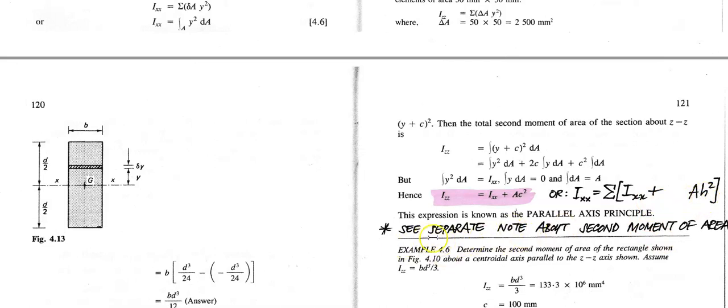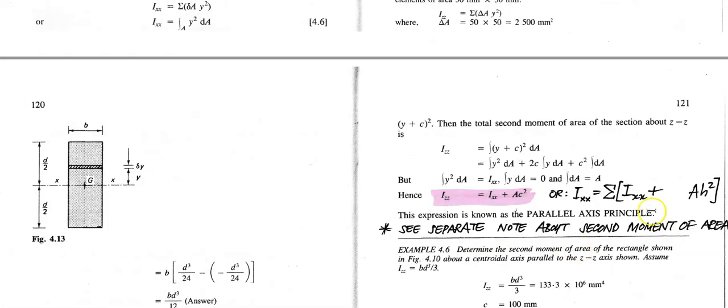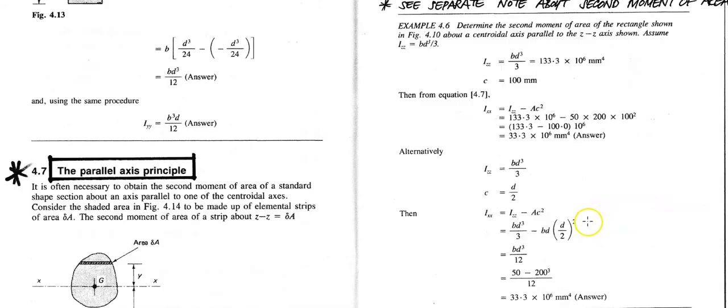And then I say there, see the separate note about the second moment of area, and that other note is actually this one over here, which is also in the folder under section properties, and I think I am going to explain it more over there when I do an example. Okay, so that's the other note I'm referring to. When I say see separate note about second moment of area, it's the other note over here. Okay, right, I'm going on.